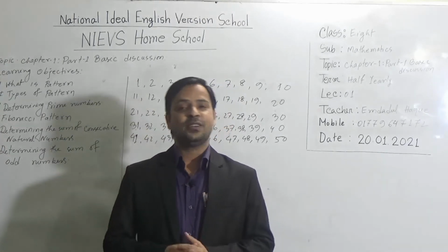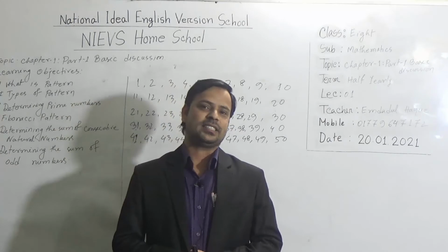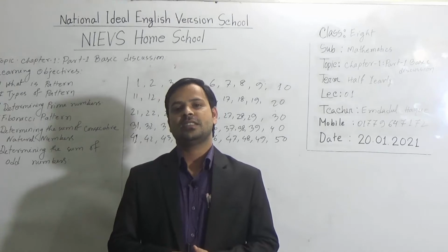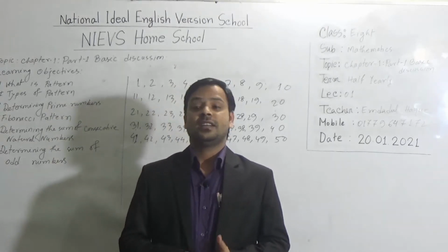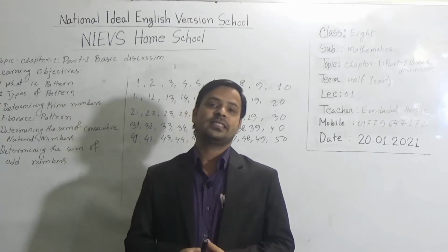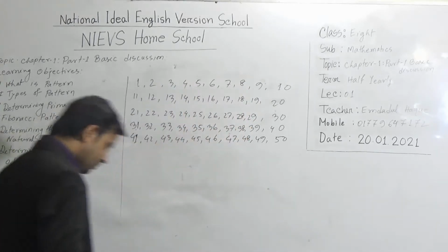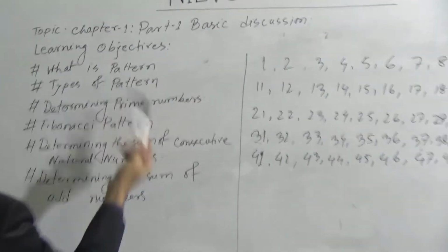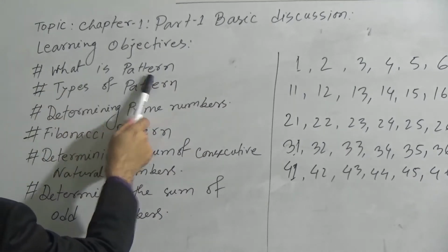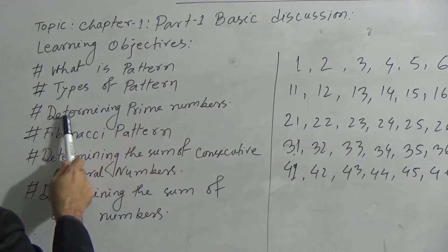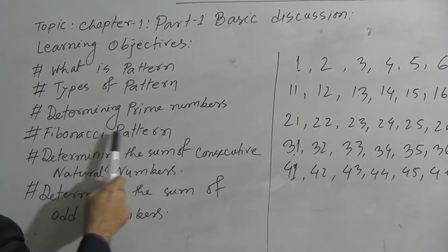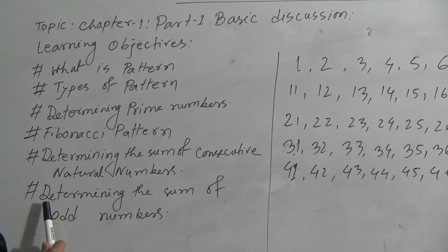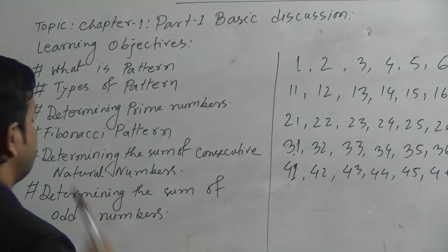Okay, dear students, I hope all of you will enjoy the class. Let us see what we'll learn in this class today. At first, we'll see the topics here. Topic: chapter 1, part 1, basic discussion. In this part, we'll learn what is pattern, types of pattern, determining prime numbers, Fibonacci pattern, determining the sum of consecutive natural numbers, and determining the sum of odd numbers.